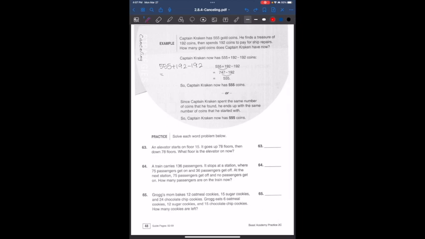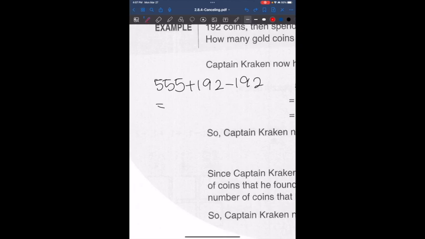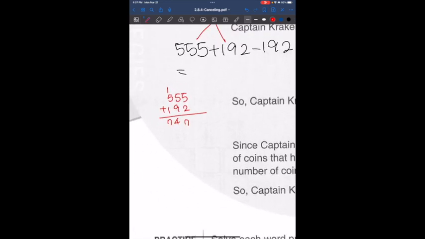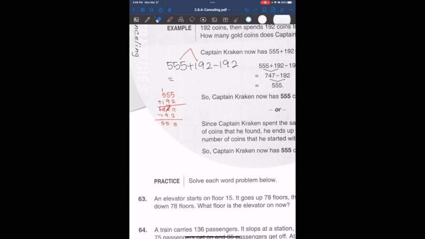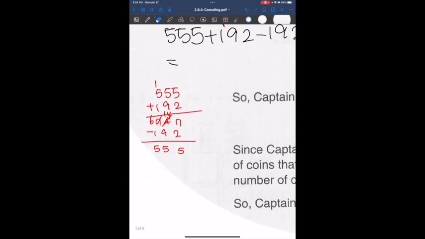Now, this is where canceling comes together. If we have this expression, and we're trying to solve this, of course, we can do 555 plus 192. That gives us 747. And then from there, we subtract 192. And so that gives us 555. Now, of course, we can do that, but this is a bit complicated, and it's hard because we need to subtract and add numbers.